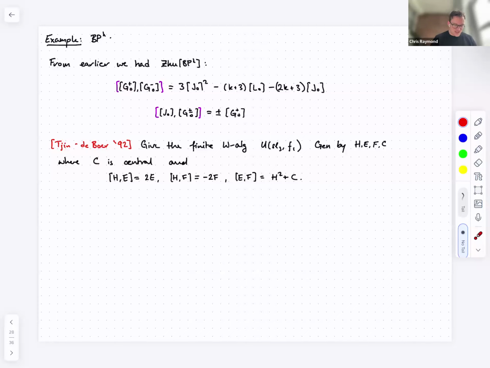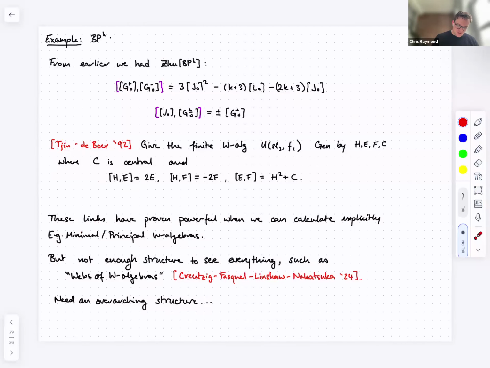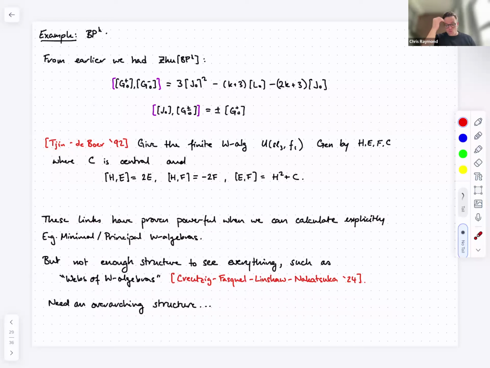So hopefully these two sets of expressions are close enough to each other for you to believe me when I say that there's only really a twist between these two things. And that's really the power of this whole picture. These links have proven really powerful when we can calculate explicitly. So we have nice relations between things like Zhu algebras and W algebras in the minimal and the principal cases, but we don't quite have enough structure of what's going on to see everything inside. So this is telling us in these complicated stacks of things, we know a lot about what happens very close to the top and what happens very close to the bottom.